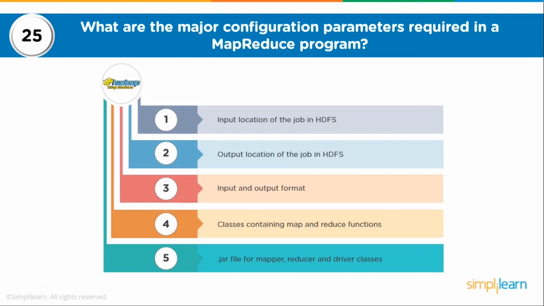What are the major configuration parameters required in a MapReduce program? Obviously, we need to have the input location. We need to have the output location. So input location is where the files will be picked up from, and this would preferably be an HDFS directory. Output location is the path where your job output would be written by your MapReduce program. You also need to specify input and output formats. If you don't specify, the defaults are considered. Then we also need to have the classes which have your map and reduce functions.